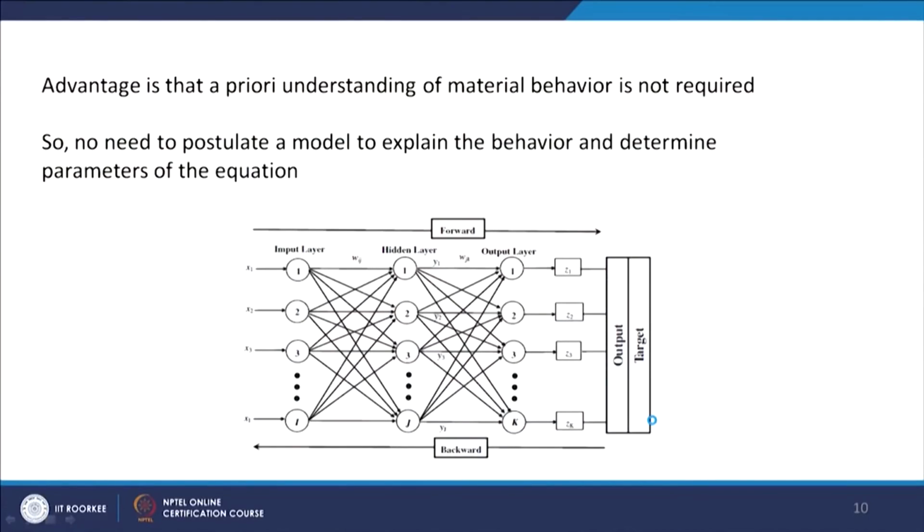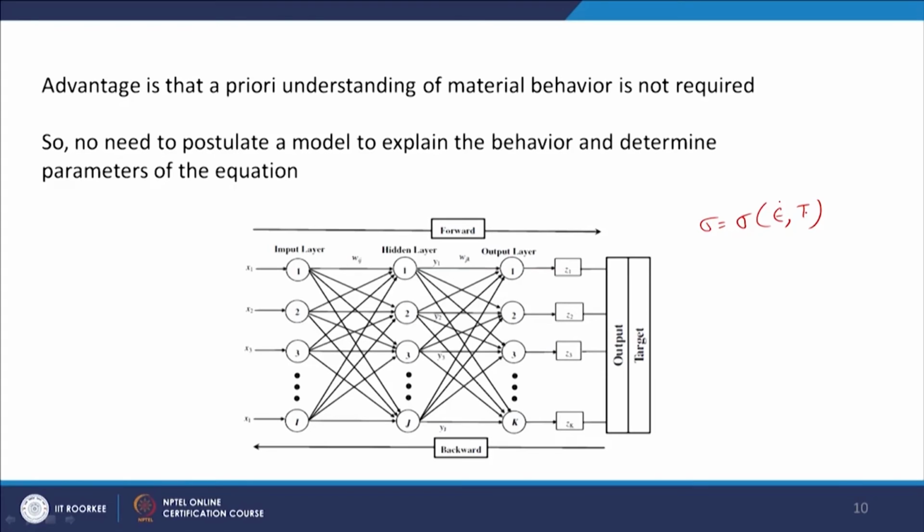Now, there are sometimes, as I told you, artificial neural network based models also. In an ANN based model, the advantage is that you do not have to know the material behavior or actual deformation mechanism a priori. You do not need that. Also, I do not need to know which model I should be using for this particular material. So, I do not have to postulate a model, I do not have to determine the parameters of the equation, because we are not talking about any equation here.